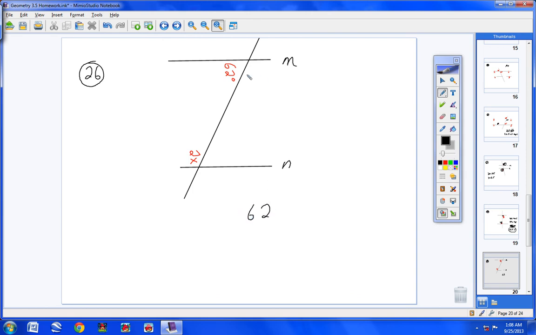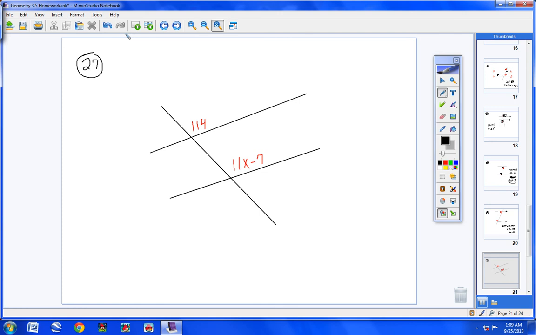So I would take this angle, 62, plus this angle, which is 2x, and it should equal 180. They should be supplementary. So bring the 62 over and make it negative. So 180 and negative 62 is 118. And then divide both sides by 2, and you will get 59 for x for number 26. All right, number 27.